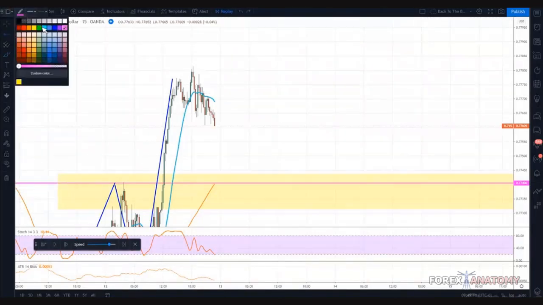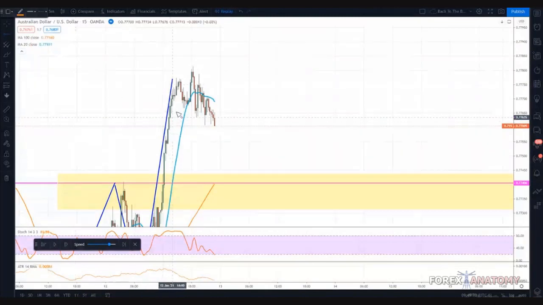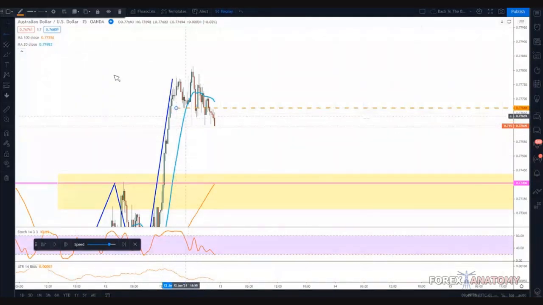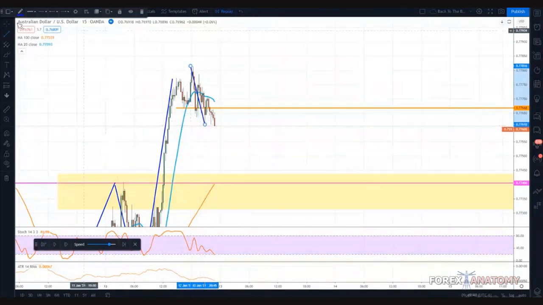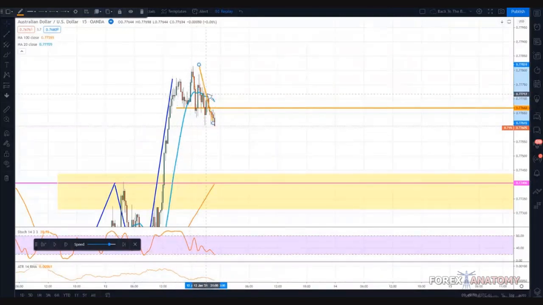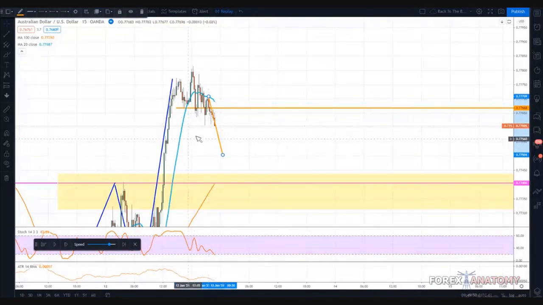We want to see a violation of structure. So in this case, we see price violating this low. We see a break and close below this low. However, it wasn't really clearly defined, like even this one. So what I'm going to do is take this low right here. So we have price breaking this low to the downside. And let me change the color. And this would be representative of how far price could potentially go in this move to the downside.